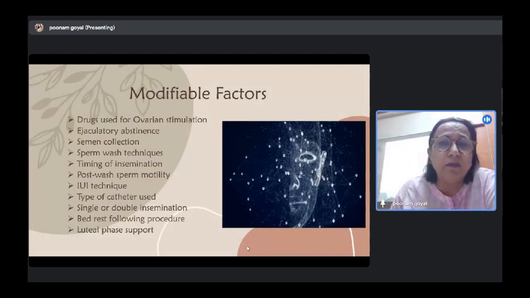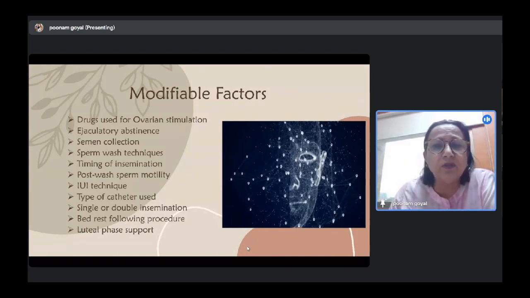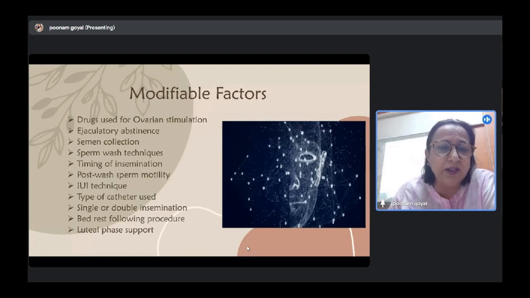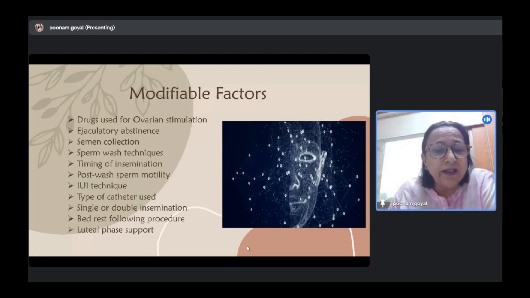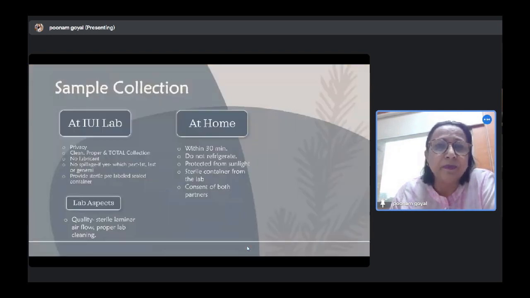Certain factors you can modify. These are the drugs which you use for ovarian stimulation. For example, if you are using oral ovulogens, then you can shift on to gonadotrophins. Then ejaculatory abstinence, semen collection, and sperm wash techniques you can improve. Timing of insemination you can see. Then post-wash sperm motility, IUI technique, the type of catheter you use, single or double insemination, bed rest following the procedure, and what luteal support you are giving. All these factors can be modified.